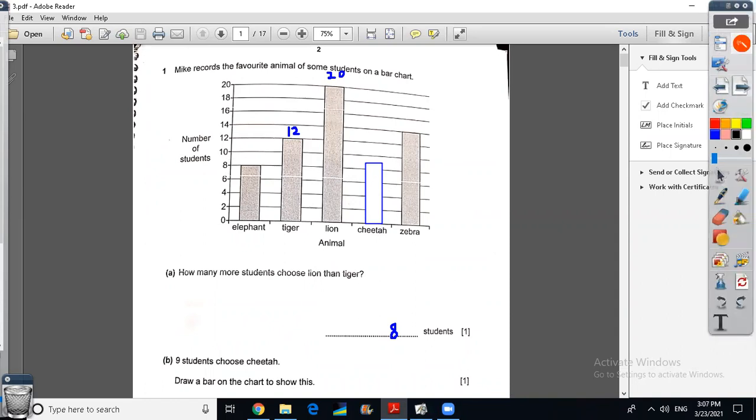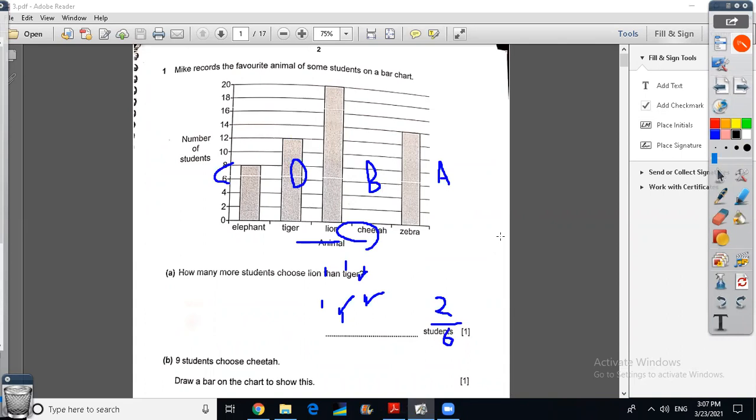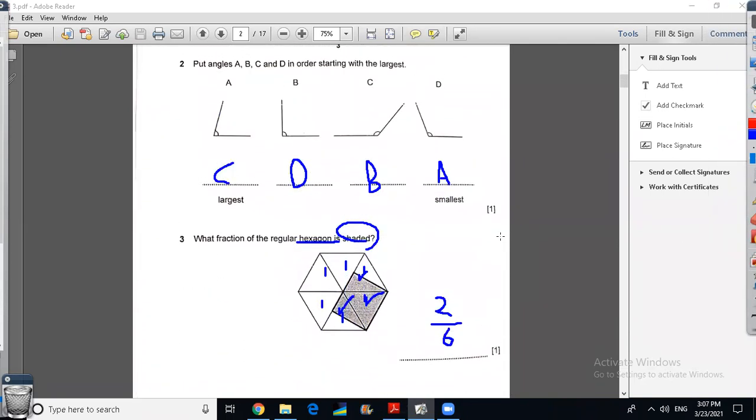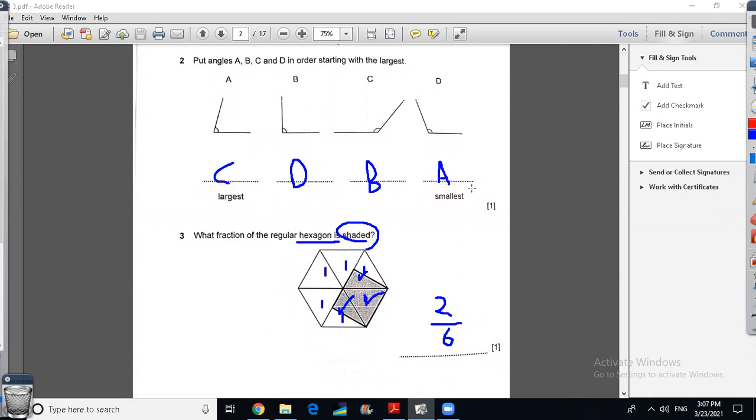That is page 2. Let's move to the next page, which is page 3. If you noticed here, of course, the largest one is C, and then the next largest is D. Then the one after it is B, and A is the smallest angle. Let's go to the next question.